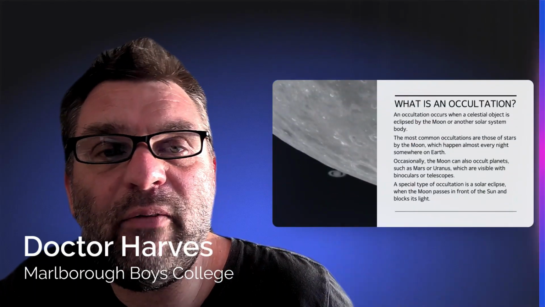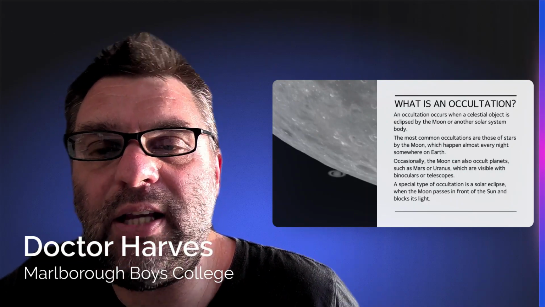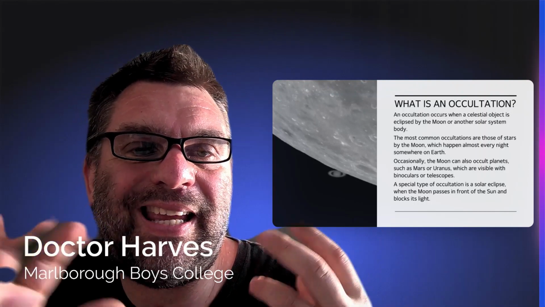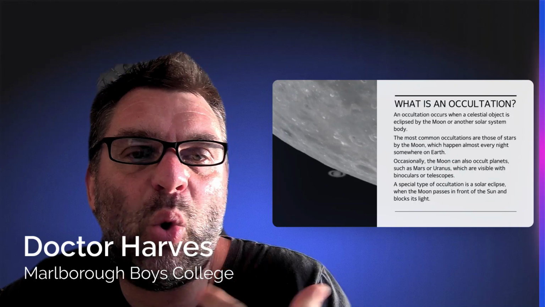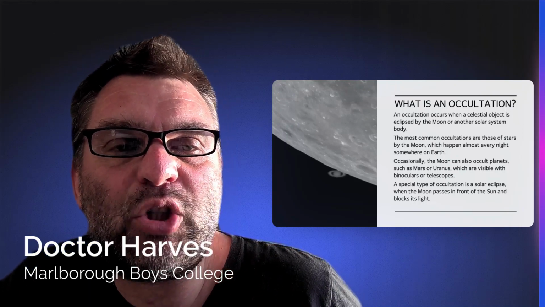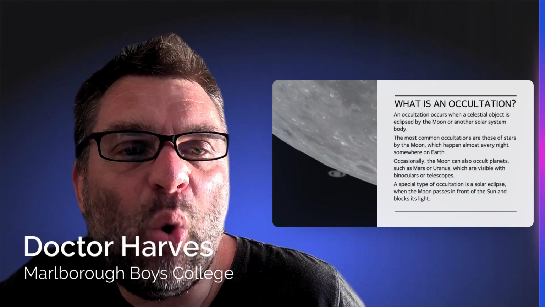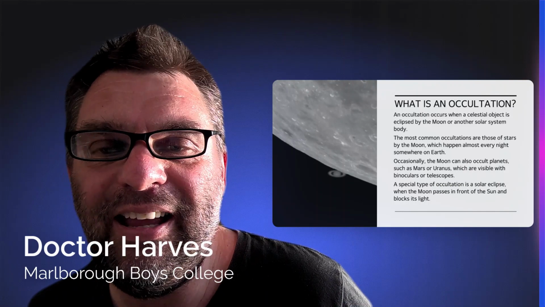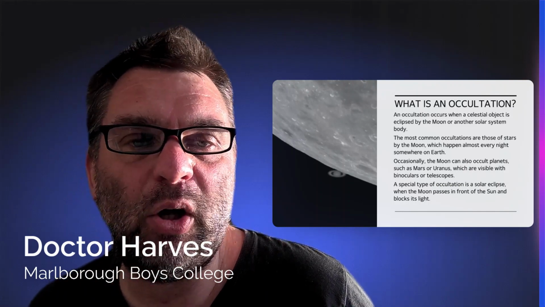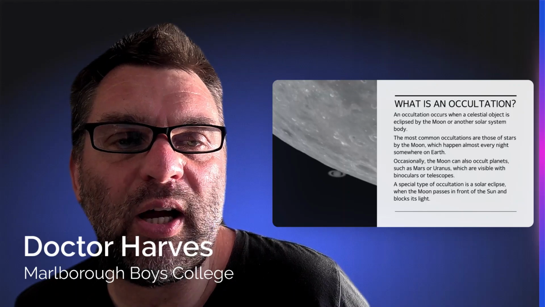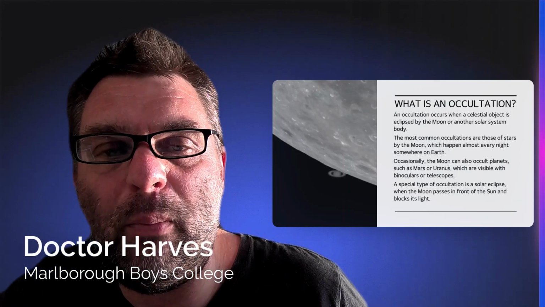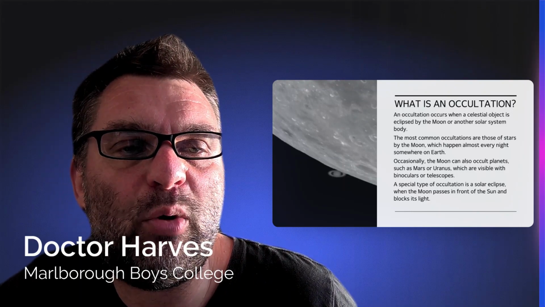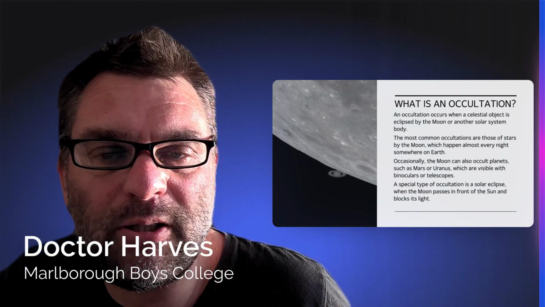We also have what an occultation is. You need to know that. Basically, it happens when a celestial object is eclipsed by the Moon or another solar system body. The most common ones are with stars, but you also have them with planets. You see that there from the occultation of Saturn with its rings, which can be seen with telescopes or binoculars as well. And a special type, which we've looked at earlier, is the solar eclipse, where the Moon passes in front of the Sun and therefore blocks its light.